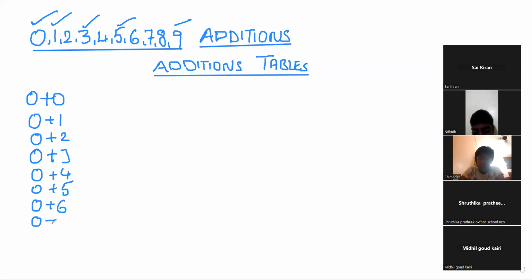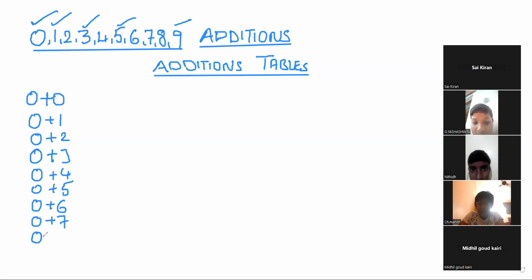0 plus 6, 0 plus 7, 0 plus 8, and last, 0 plus 9. Okay. Now tell me, with 0, how many combinations can you see right now? Count and tell me. Sir, 10. Check it out. 10 combinations. Now what they did, our ancient Indians, they first did some permutations and combinations.